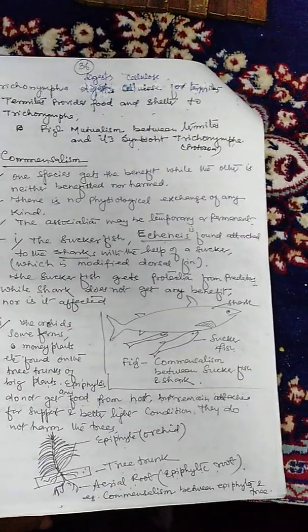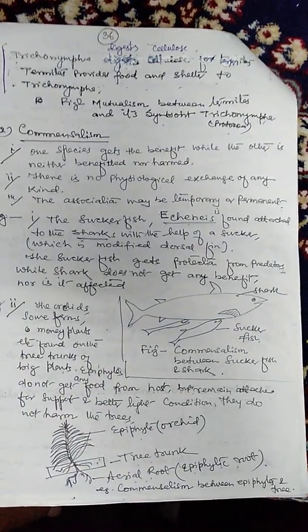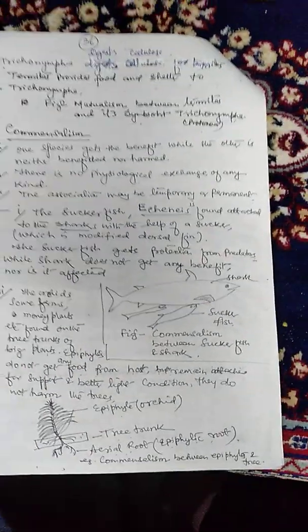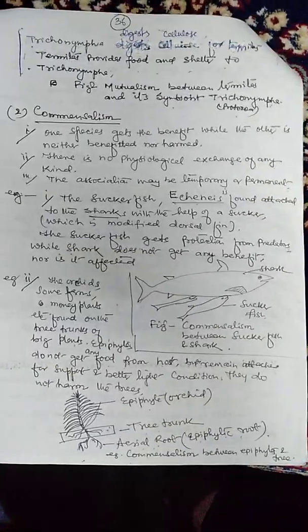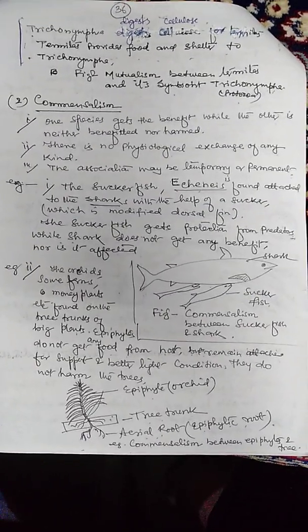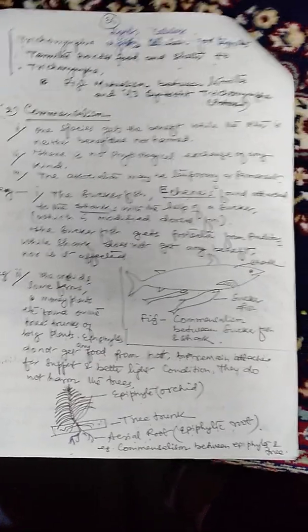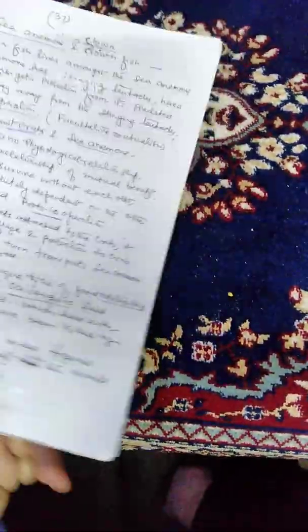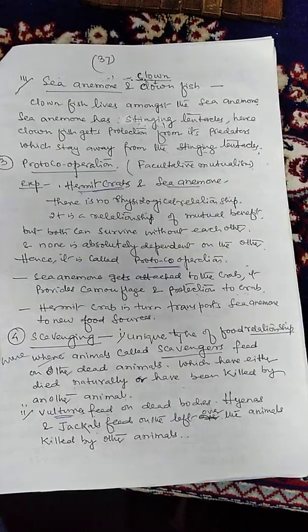In commensalism, one species gets benefited while the other is neither benefited nor harmed. Here are some examples. One example among the fishes is the shark and the suckerfish. The second example is the orchid. The orchid grows on another plant, and absorbs CO2 and nitrogen moisture from the atmosphere. Other example is sea anemone.